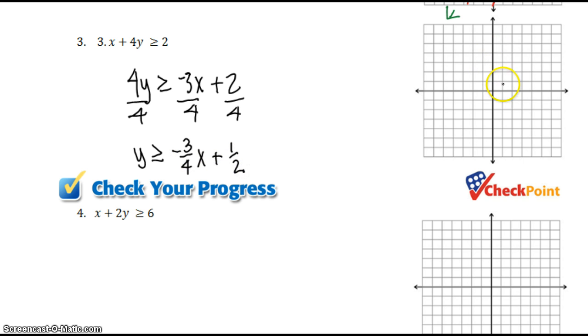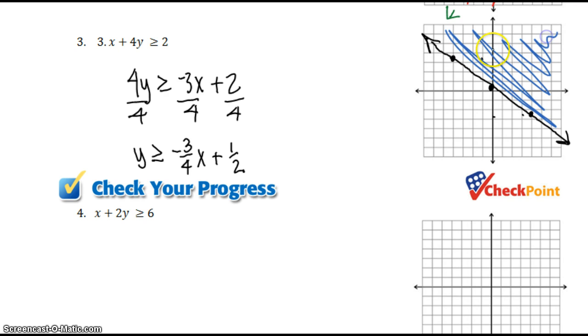So to graph this, I need to go up to just 1/2 right here. From 1/2, I'm going to go negative 1, 2, 3, and over 1, 2, 3, 4. So there's 1 point. Let's go up 1, 2, 3 to the left. 1, 2, 3, 4. There's my third point. And this time, because it has an equal to, it's going to be a solid line. And which way do I shade? Y is greater than, so my shading should be above.